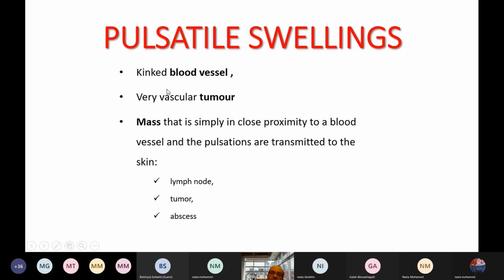By this we finish the venous system, and we are going to discuss one of the topics of the arterial system, which is aneurysm. Any question about the venous system? Okay.